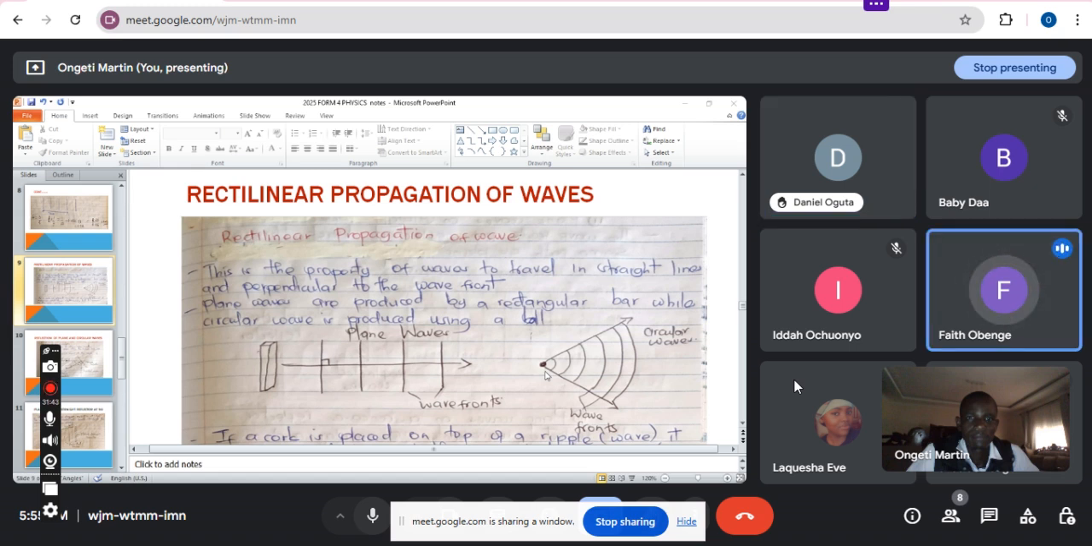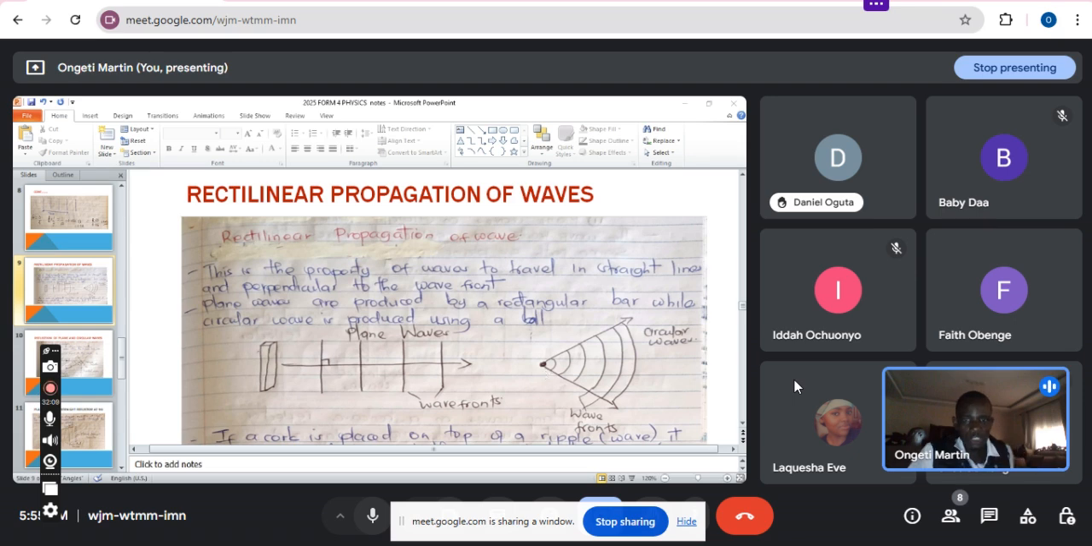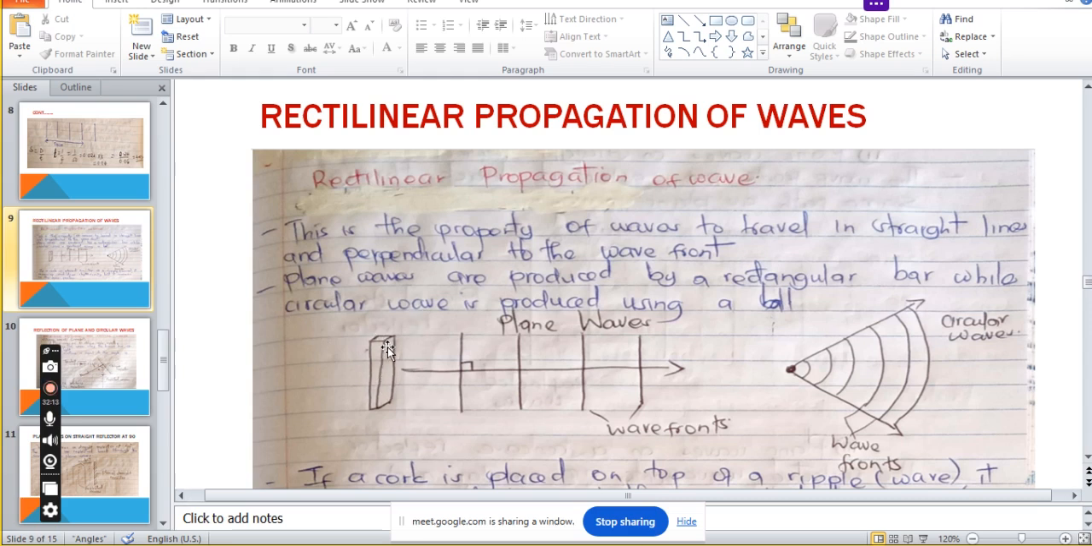This is the property of waves to travel in a straight line and perpendicular to the wave front. Plane waves are produced by a rectangular bar while a circular wave is produced using a ball. Yes, I want you to look at that rectangular bar. You can see it is producing some of the waves, the straight ones. These straight ones here are what we call the plane waves. So we have this bar, and then it is producing these plane waves.